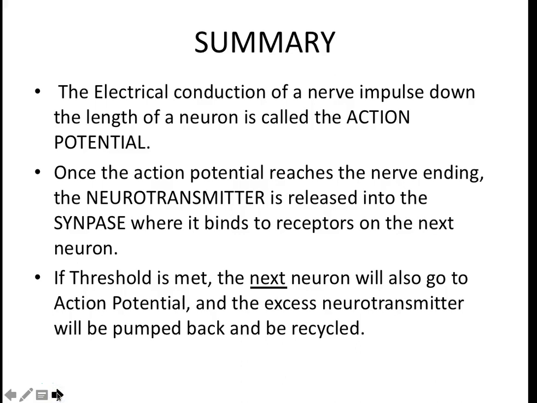Okay, summary, we're at the end. The electrical conduction of a nerve impulse down the length of a neuron is called the action potential. Once the action potential reaches the nerve ending, neurotransmitter is released into the synapse where it binds to receptors on the next neuron. If threshold is met, the next neuron will also go to action potential and the excess neurotransmitter will be pumped back and be recycled. And that's it.